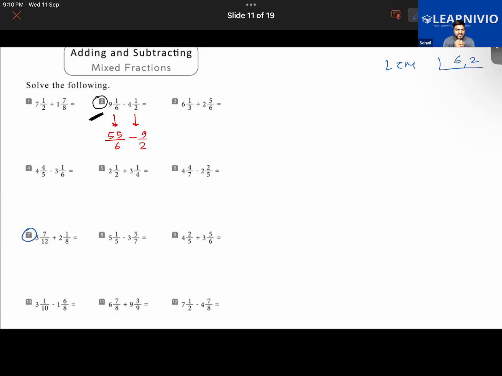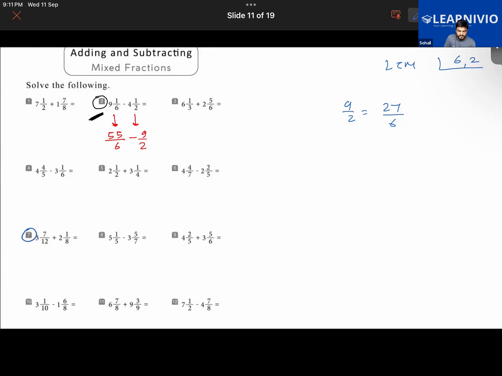You're getting 46 upon 6. No, that is not correct. Have you not converted this into a like fraction? You have directly subtracted. You haven't multiplied the 9 with 3. You have to multiply 2 and 9, both of them with 3. 9 upon 2 will become 27 upon 6. So you will be subtracting 27 from 55. Then you'll be getting 28 upon 6 and not 46 upon 6.